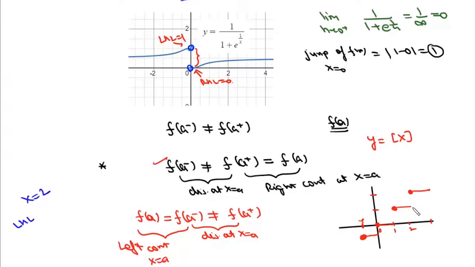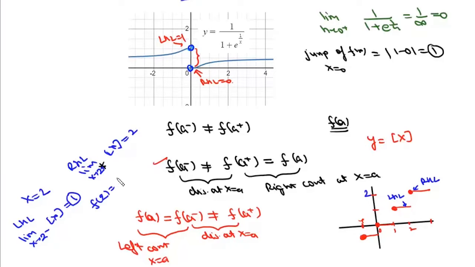its left hand limit, this limit x tends to 2 negative, greatest integer function of x. Now when x is less than 2, its greatest integer function will be 1. So its left hand limit is 1. If we look at its right hand limit, it will be this limit x tends to 2 positive, greatest integer function of x. Now when x is greater than 2, the greatest integer function of x is 2. So in this case, its right hand limit will be 2. And if we look at f(2), this will be the greatest integer function of 2, which is simply 2.